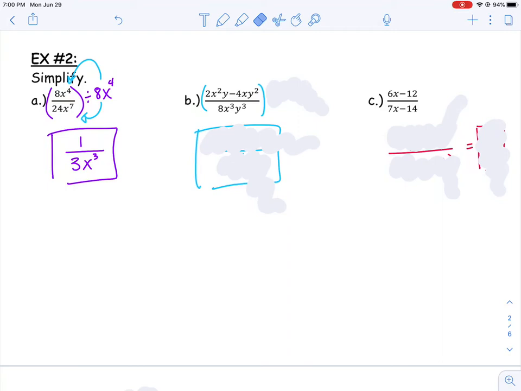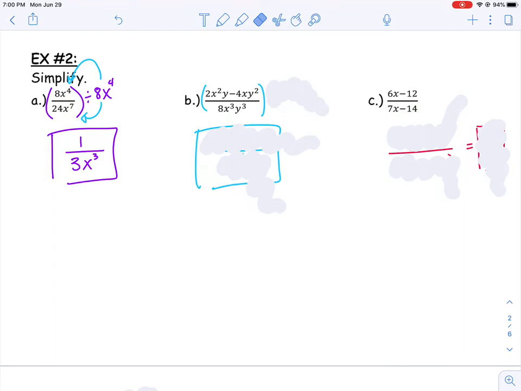All right, let's look at b. If you notice on b, we have a binomial on the top. There's actually 2 terms on the top and 1 term on the bottom. So a total of 3 terms, right? And so if I want to reduce or simplify, I need to find a greatest common factor between all 3 pieces, not just 2, but make sure you do it to every term.